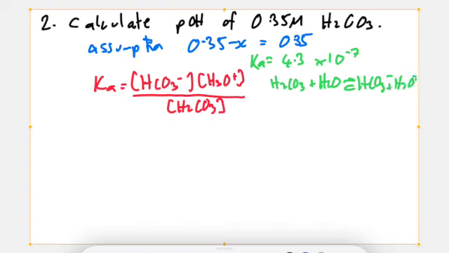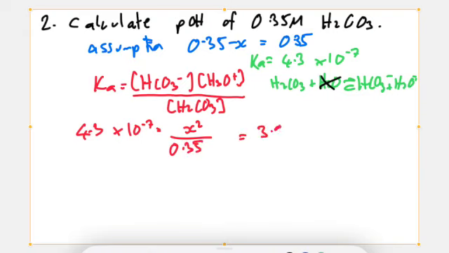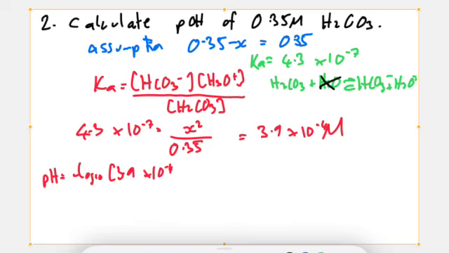It's worth outlining the equation. Again, water is removed, it's large and it is constant. So HCO3 minus times H3O plus over H2CO3. Ka given in the question is 4.3 by 10 to the minus 7. HCO3 minus and H3O plus have the same concentration, so we can just square that value, so x squared over 0.35 is 4.3 by 10 to the minus 7. Solve for x, 3.9 by 10 to the minus, and I can barely see that number there, 10 to the minus 4, I believe that is.